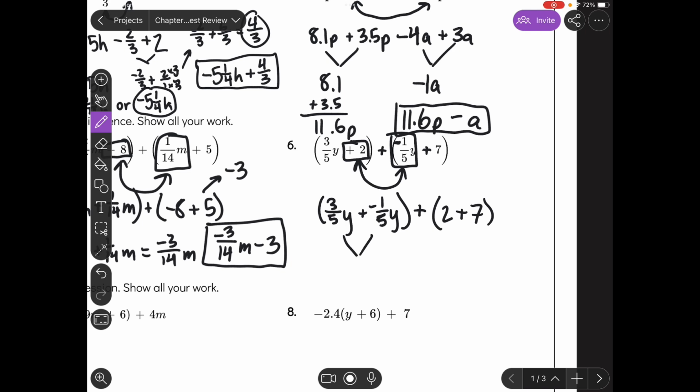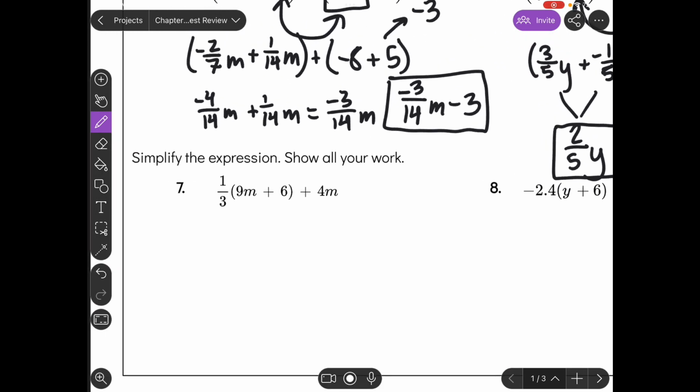3/5 y and negative 1/5 y, right, that's going to combine, and we're just going to end with 2/5 y. 7 plus 2, that is just simply 9, and I'm adding. And there's my answer.